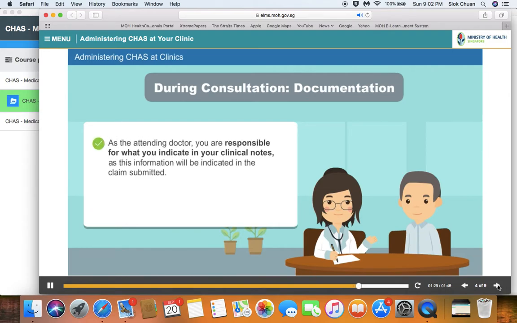As the attending doctor, you are responsible for what you indicate in your clinical notes, as this information will be indicated in the claim submitted. All clinical notes may be selected for review during the audit of the corresponding claim.